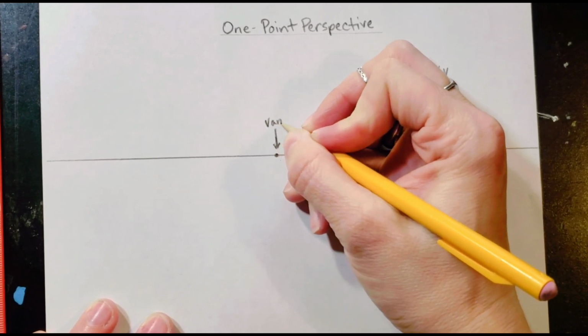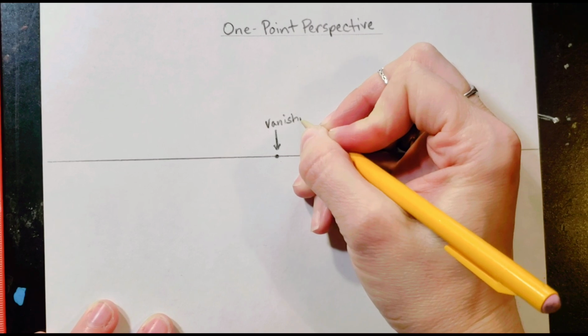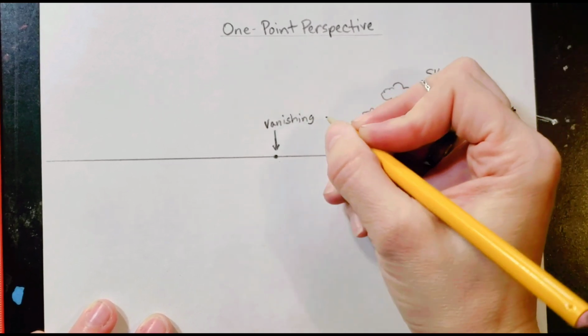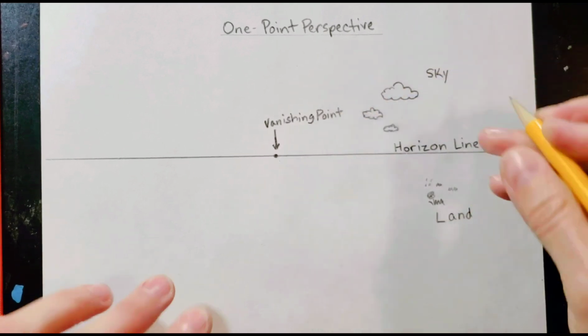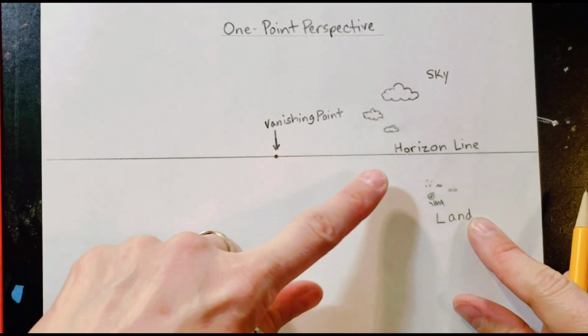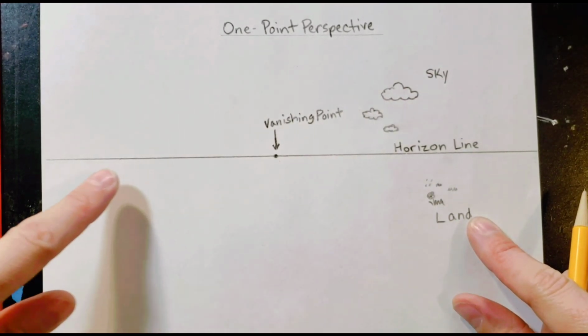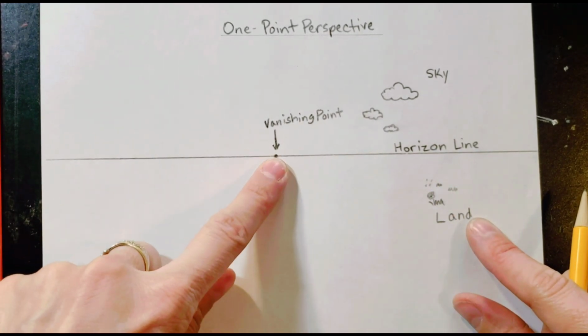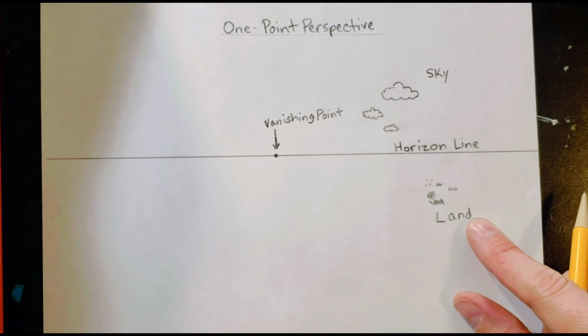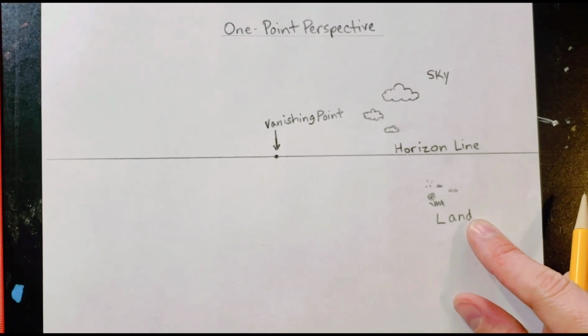Now, the vanishing point is just that. It is the point where imaginary lines of perspective all converge together at the same point, and they disappear or vanish at that point. So again, it could be anywhere on the horizon line. That is a personal choice, but I put it right in the middle.